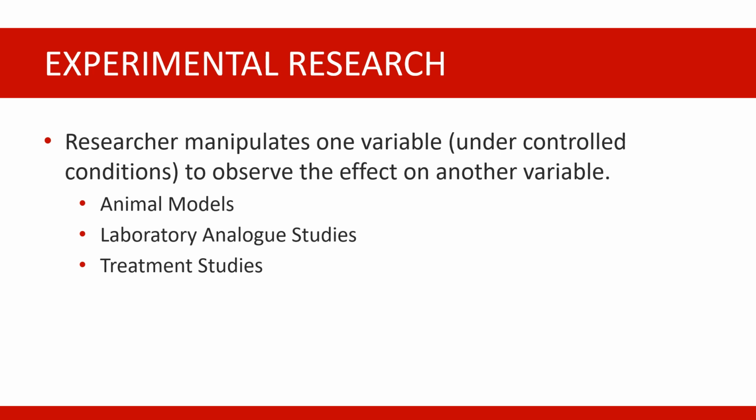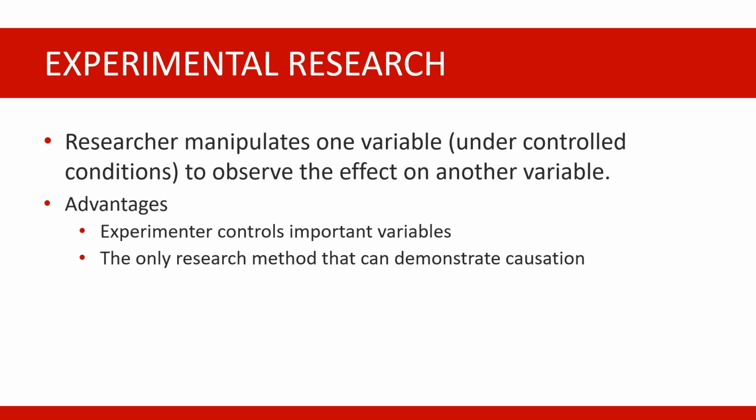So in an experimental design, the researcher is going to manipulate whether a patient in a study receives or doesn't receive a treatment in order to observe the effect of receiving that treatment on their symptoms or disorder or on that outcome. So there are a wide range of types of experimental research, and the advantages of all of these designs are that the experimenter is controlling the important variables.